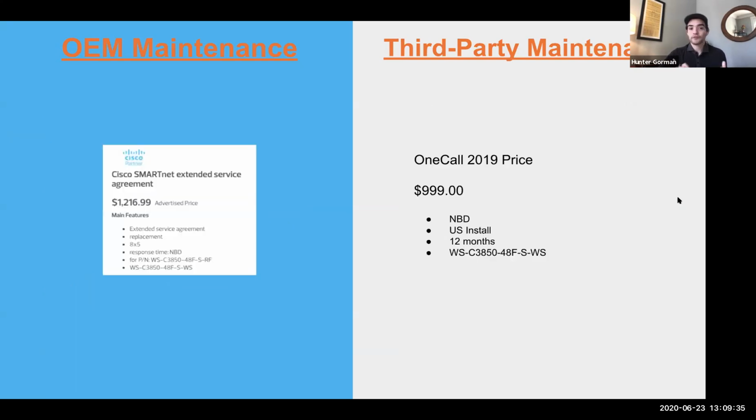Without further ado, just a little bit of an example. This is a Cisco 3850 switch. Again, to pull out the differences, while it's not always the same, these are some sample numbers that we've pulled from SmartNet and our last year OneCall pricing for a next business day 3850 switch in the US, a 12-month contract, just to give you a picture of what you're looking at in terms of pricing.